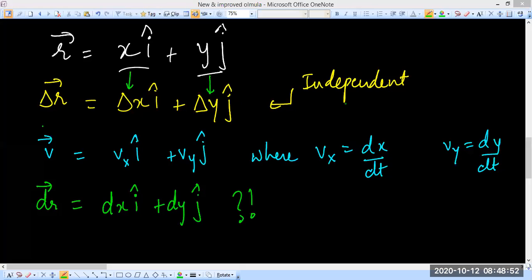Yes, Falak, that's a lot of emphasis on independent. Agreed, it is, right?